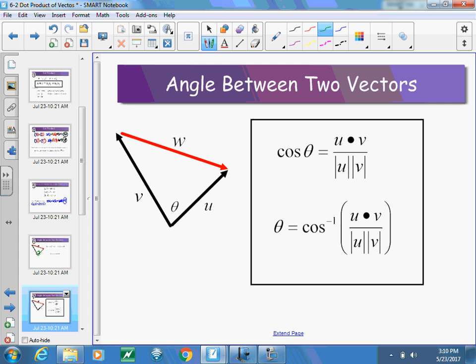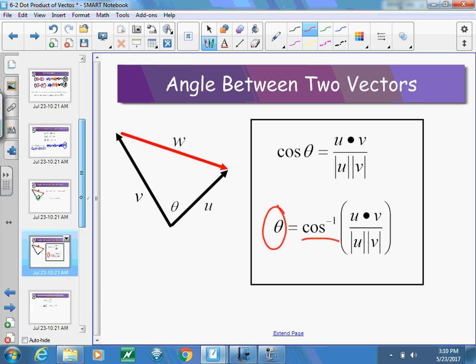So to find the angle between two vectors, what we can do is set it up as the cosine of theta, so the cosine of the angle between your two vectors is equal to u dot v, all over the magnitude of u times the magnitude of v. And as we know, if we're going to try and solve for an angle, that's where our inverse cosine comes in. So by taking the inverse cosine of that quotient of your dot product over the product of your two magnitudes, you will end up with your angle between two vectors. So let's go ahead and look at an example.